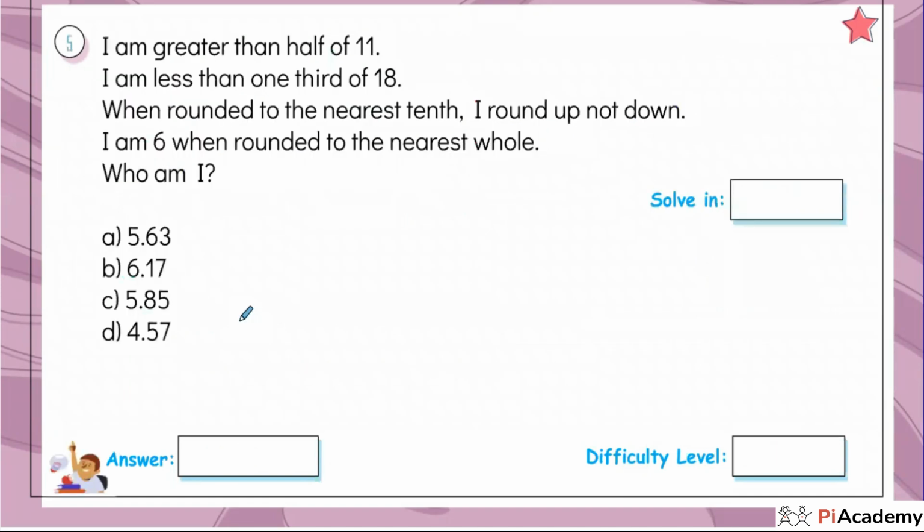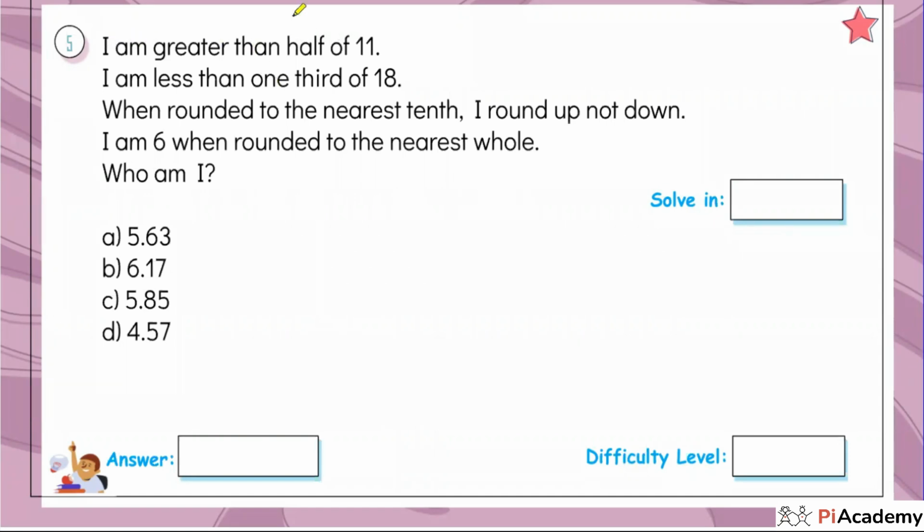Question number 5. Rayansh, can you please read this question? I am greater than half of 11. I am less than 1/3 of 18. And rounded to... Yes, Rayansh. I round up to... Okay, nothing to worry about. The question is bigger, so mute yourself and we will do it like this: I am reading for all of you and you all can solve.